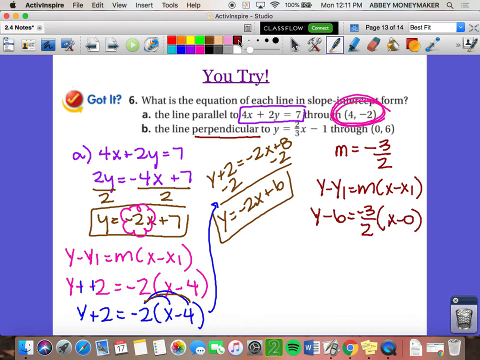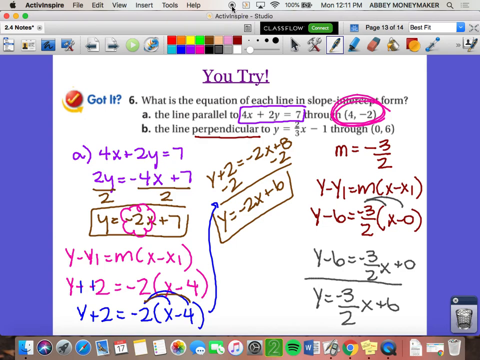I'm going to go ahead and distribute. So I get y minus 6 is equal to negative 3/2 x. Anything times 0 is just 0. So this one's really nice. Finish up here with y equals negative 3/2 x plus 6. So here is my final answer. And we are done with 2.4.